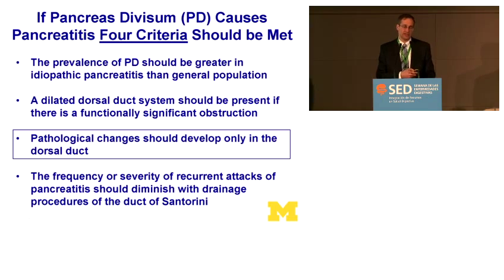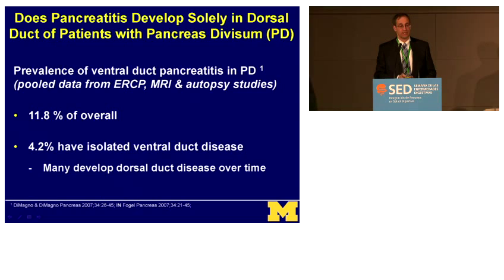The third criterion we examine is that pathologic changes should develop only in the dorsal duct. The prevalence of ventral duct pancreatitis and pancreas divisum, based on the pooled data from those studies we reviewed, is 11.8% overall. 4.2% have isolated ventral duct disease, and many develop dorsal duct disease over time.